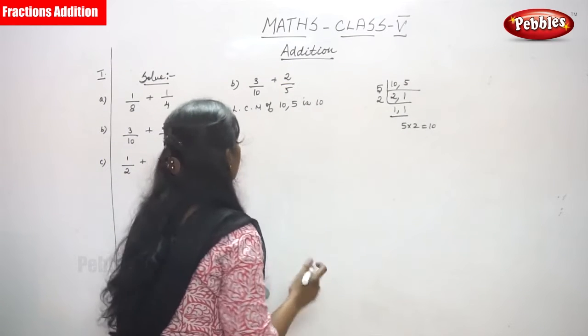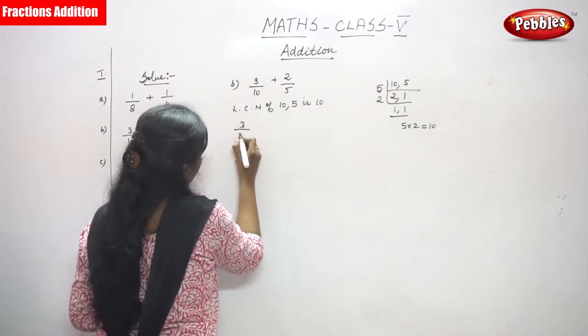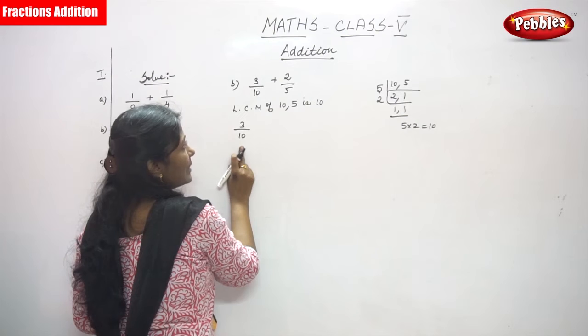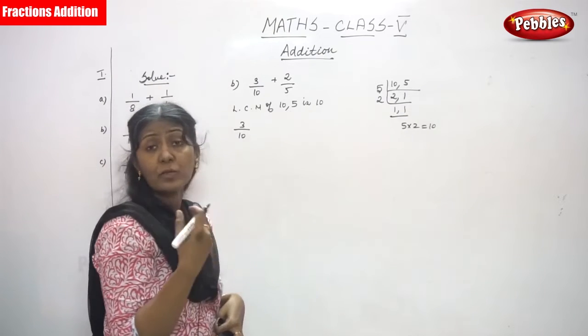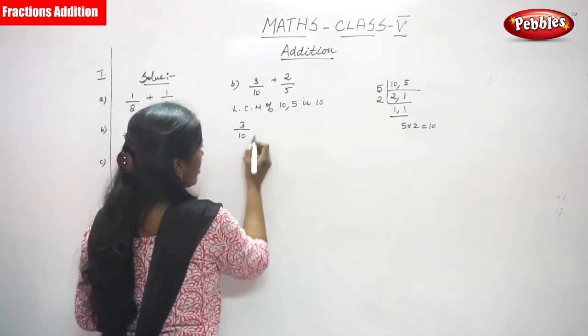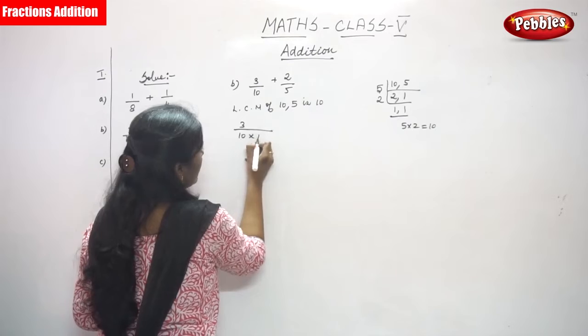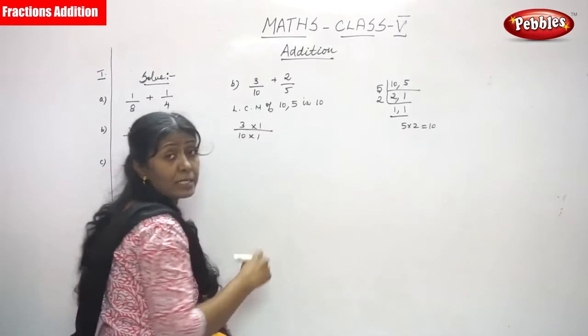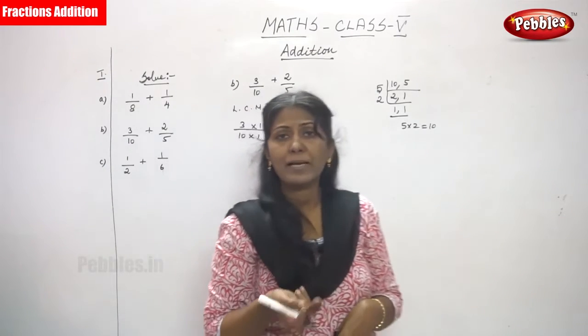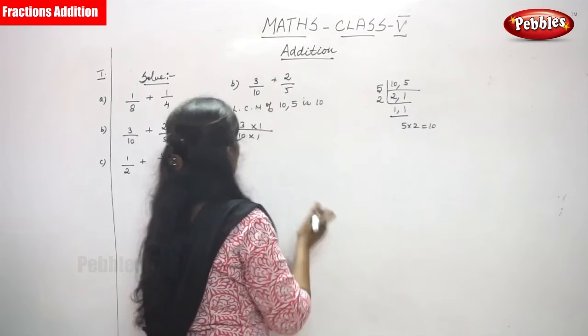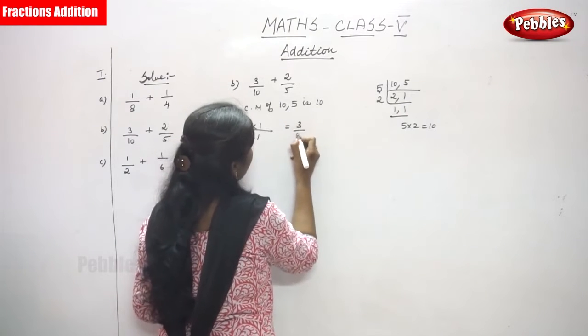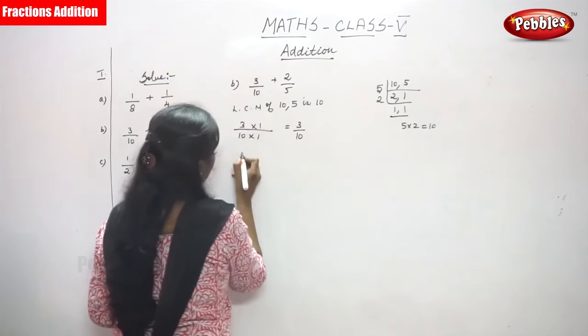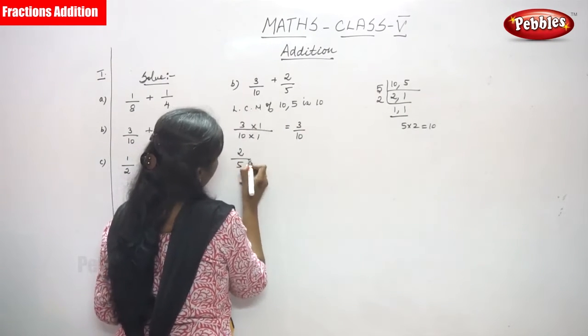After that I am going to do 3 by 10. So I have to make this 10 the common denominator or LCM. LCM is 10. So I have to multiply by 1. So if the denominator is multiplied by 1, I have to multiply the numerator also by 1. So what you will get? 3 by 10.